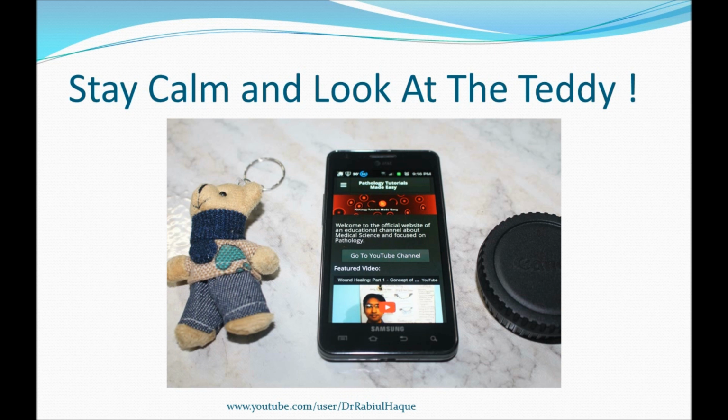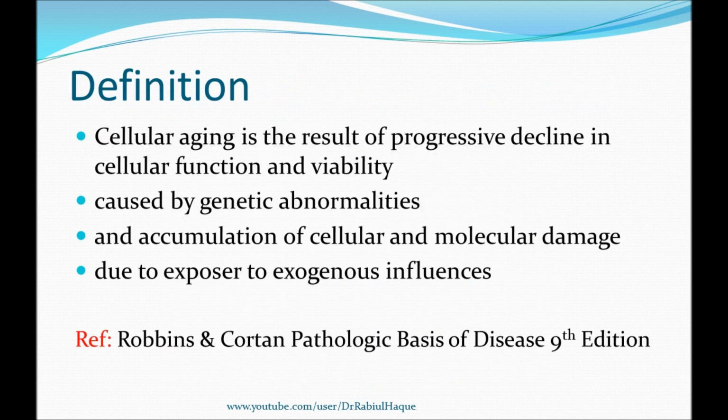So what did we see in the first line of the definition? Cellular aging is happening due to progressive decline or gradual decrease in the function and viability of the cell. So cellular aging is the result of progressive decline in the cellular function and viability. Now, why is this decline happening? Why are we having this progressive decline in the function and viability of our cells? It is caused by genetic abnormalities. And why will we have genetic abnormalities? It can be due to various reasons. It can be due to accumulation of cellular damage, molecular damage, and also due to exposure to exogenous influences.